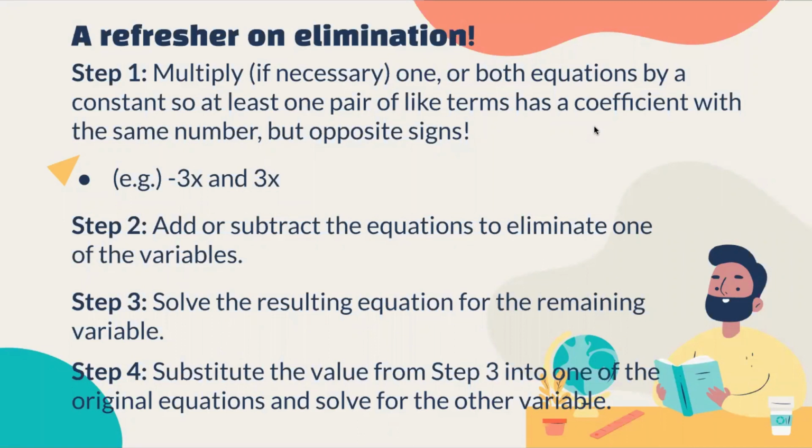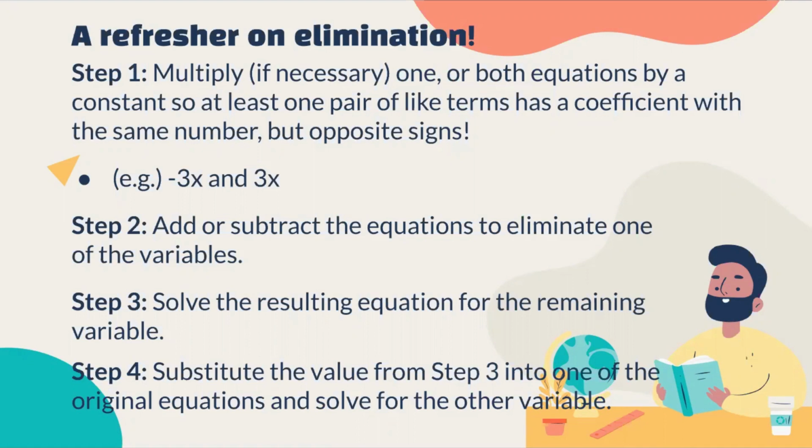Here is just a brief refresher on the steps of elimination. Step 1 is to multiply, if necessary, one or both equations by a constant, so at least one pair of the like terms has a coefficient with the same number but opposite signs. For example, you might have negative 3x and positive 3x. Those would be good since they would be able to eliminate one another.